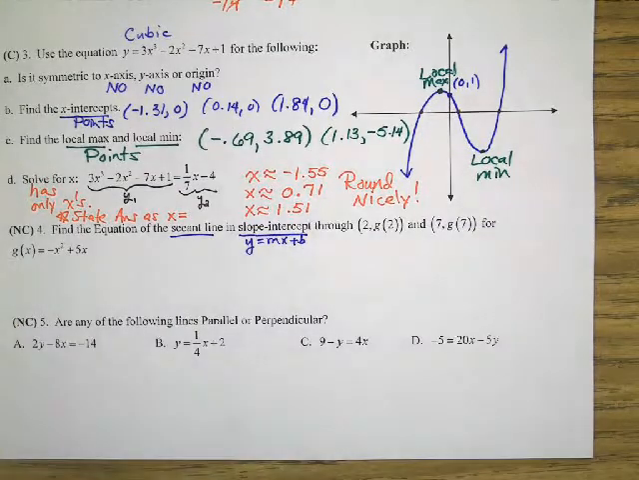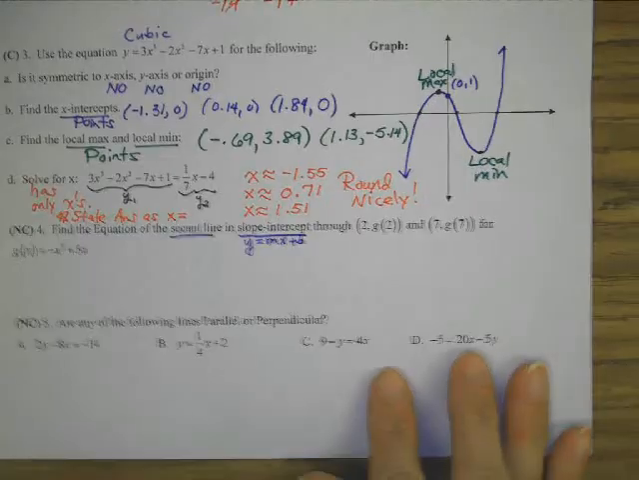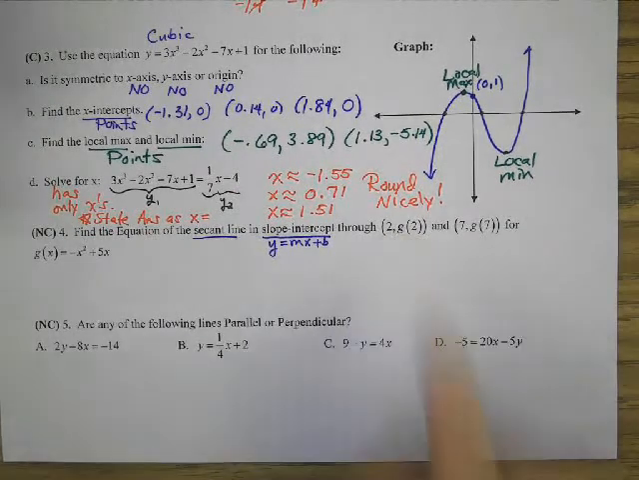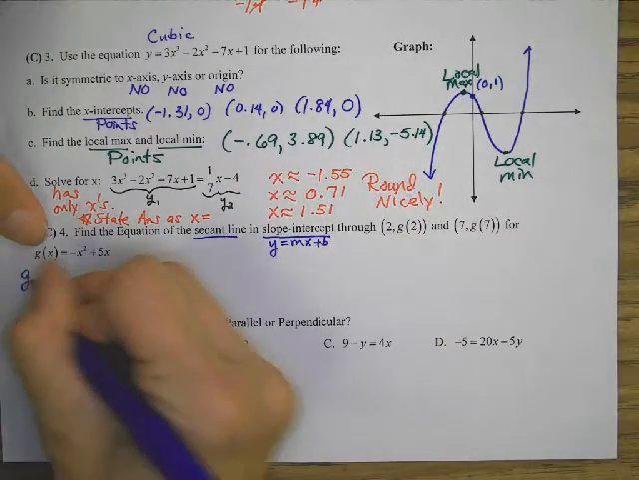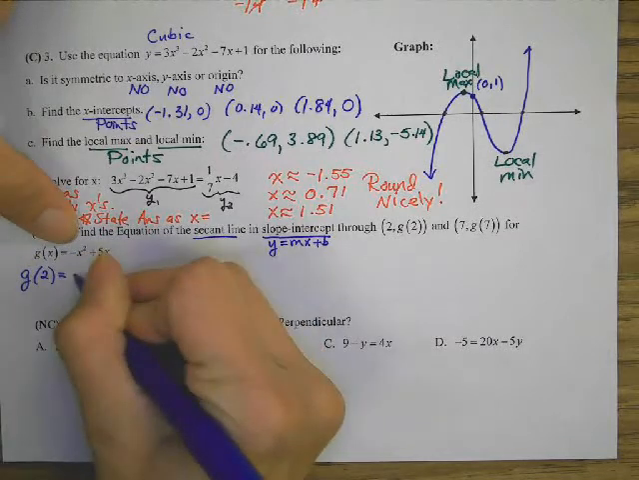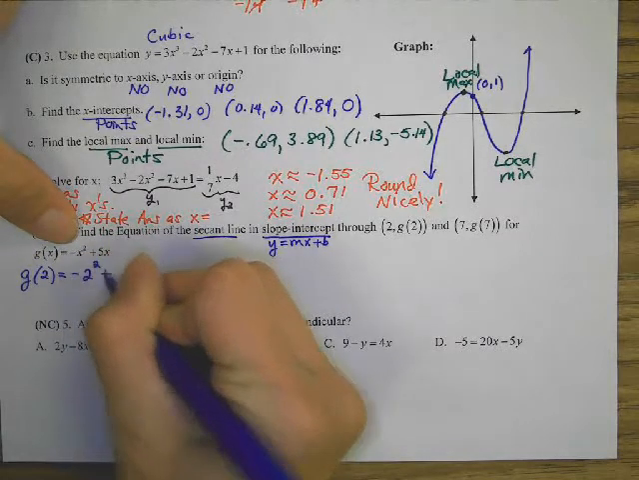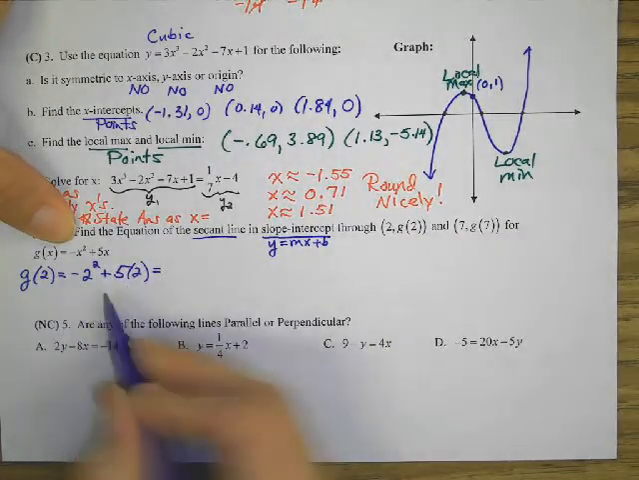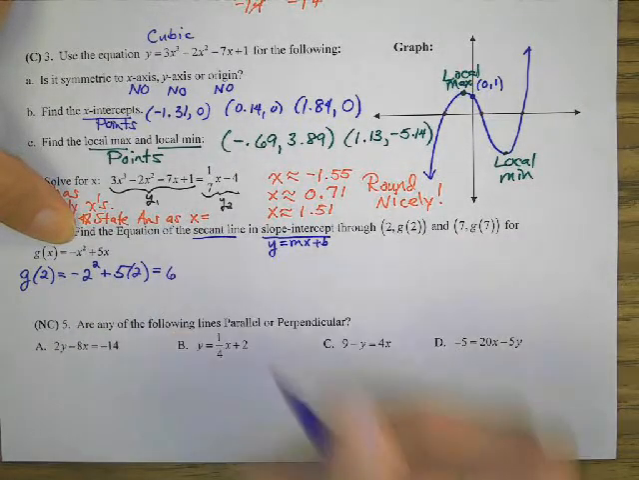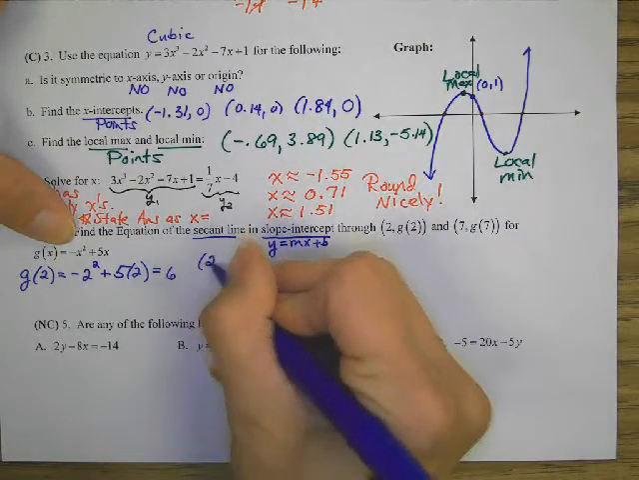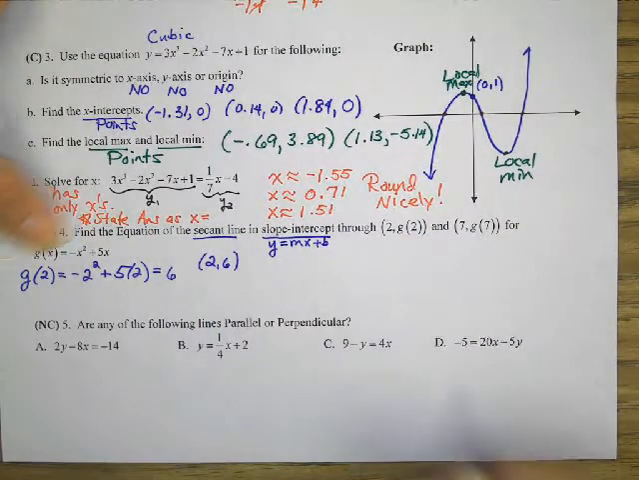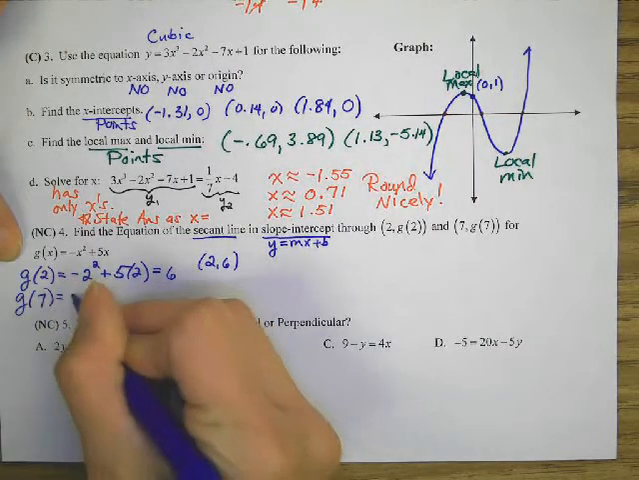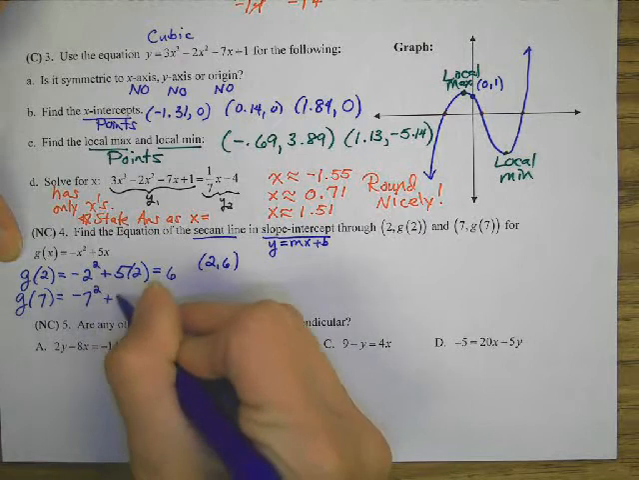Negative 2 squared plus 5 times 2 is going to make a 6. So the first point I just calculated was (2, 6). Now I'm going to plug 7 in. g of 7 is negative 7 squared plus 5 times 7, and that's negative 14. So the second point that I just calculated was (7, -14). Okay, step 1, find 2 points.